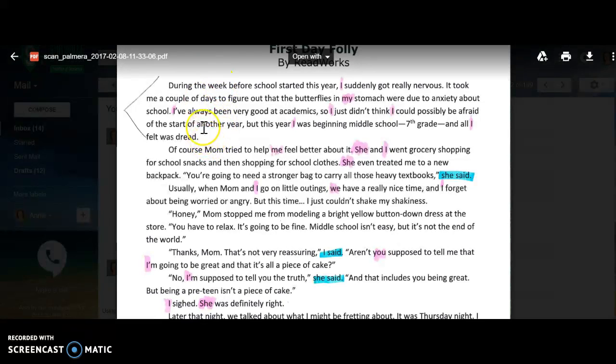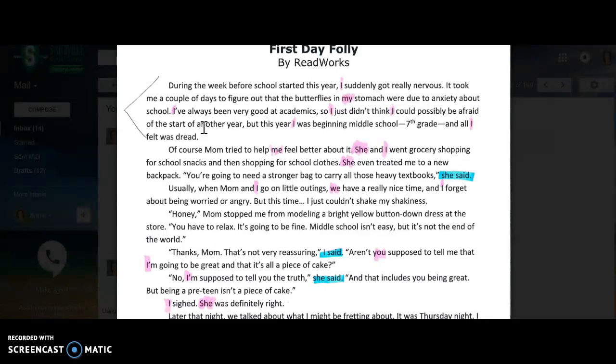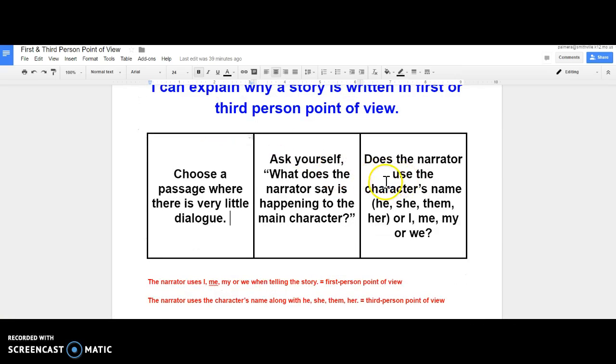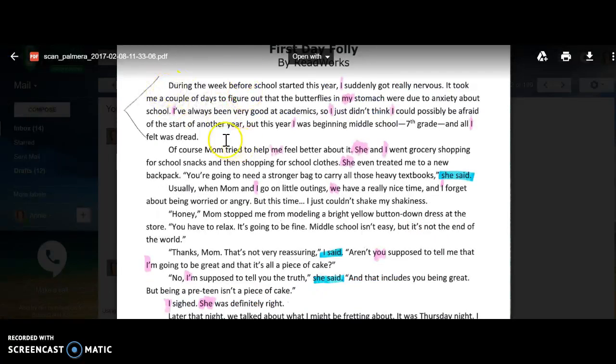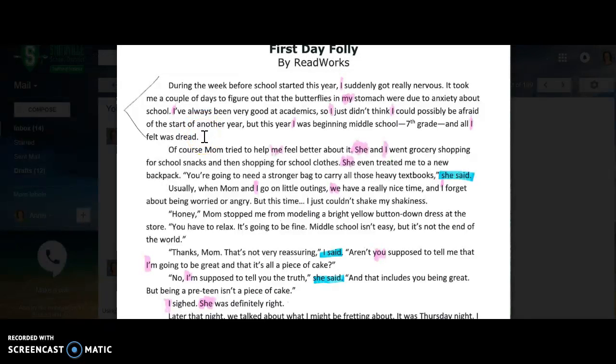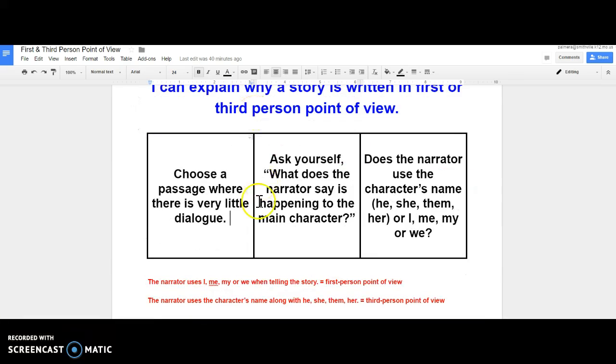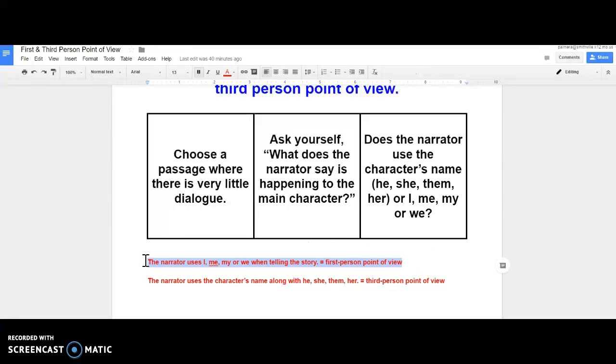I'm asking this question because I want them to begin thinking about how the narrator is telling the story and through whose eyes the narrator is telling the story. That leads us to the last question, which is, does the narrator use the character's name, or he, she, them, her, or does the narrator use I, me, my, or we in the passage that we just read? I probably need to word this differently. If you go back to the passage, the character is I. We don't know the character's name. The narrator uses the pronoun I when describing what's going on to the character in this particular point in the story. So that would allow the students to see that the narrator is using first person point of view.